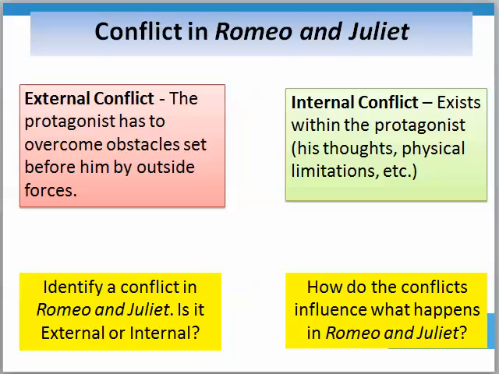So think back to Romeo and Juliet. Identify a conflict that you saw in the play. Was this conflict external or internal? And who did the conflict involve? So how do the conflicts influence what happens in Romeo and Juliet? So because of a conflict, what ends up happening?